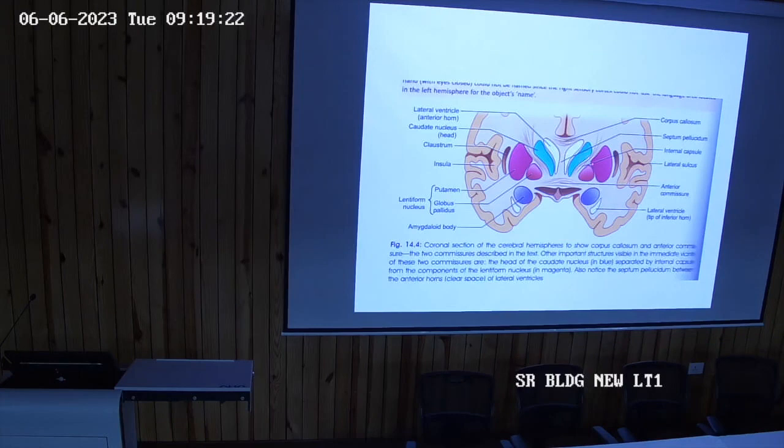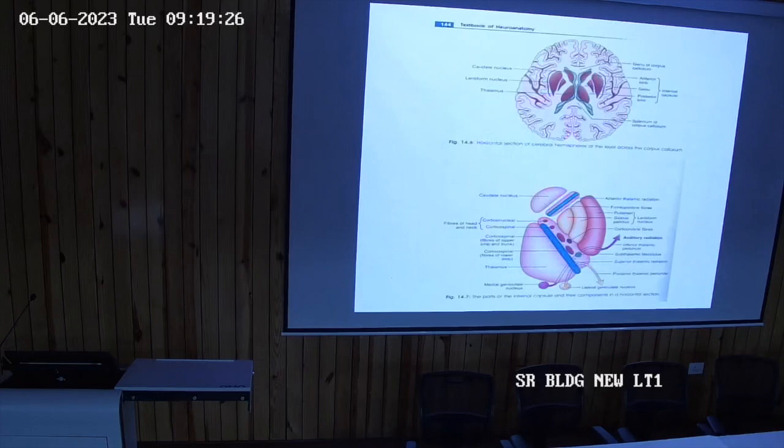Look here. What is this part? I am showing you another diagram more clearly. Look at this part. The internal capsule is an example of projection fibers, which consist of a compact bundle of fibers. On the medial side, it is covered by the caudate nucleus and thalamus. On the lateral side, it is covered by the lentiform nucleus.